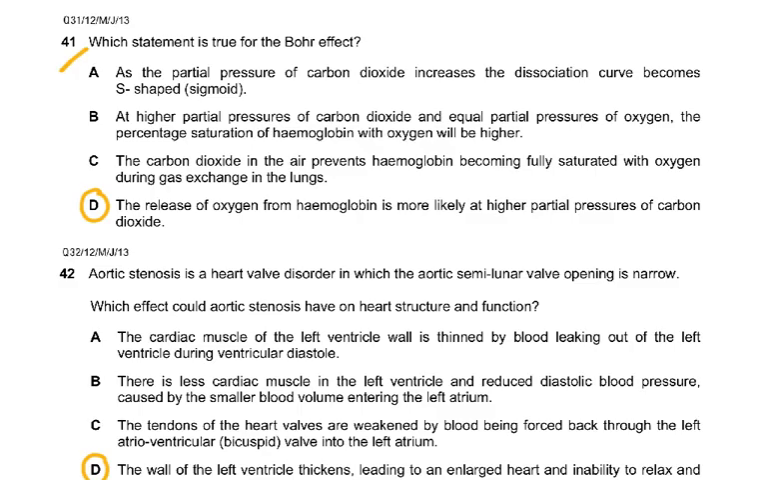Which statement is true for the Bohr effect? Well, you have to understand the Bohr effect is when more CO2 is present in actively respiring muscles, the carbon dioxide concentration increases and the oxygen dissociation curve shifts to the right, which means that the hemoglobin oxygen affinity decreases and the hemoglobin gives up its oxygen. The word affinity is used. I use the word friendship so that it's clear to you all. The release of oxygen from hemoglobin is more likely at higher partial pressures of carbon dioxide. That was the answer to this.